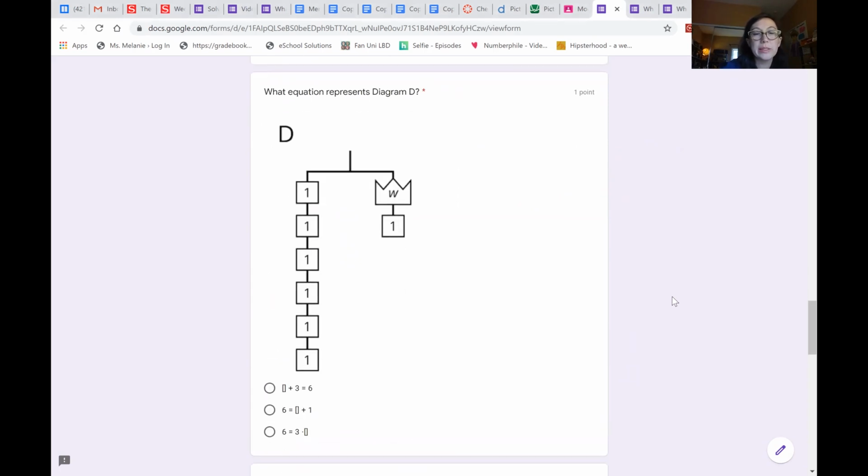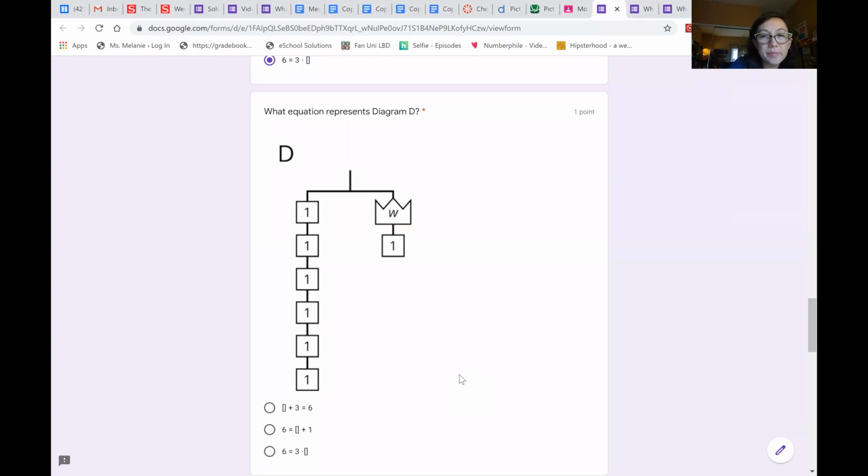What equation represents diagram D? So you have 1 plus 1 plus 1 plus 1 plus 1 plus 1 equals W plus 1. So that is 6 equals W plus 1. Or, in this case, 6 equals box plus 1.